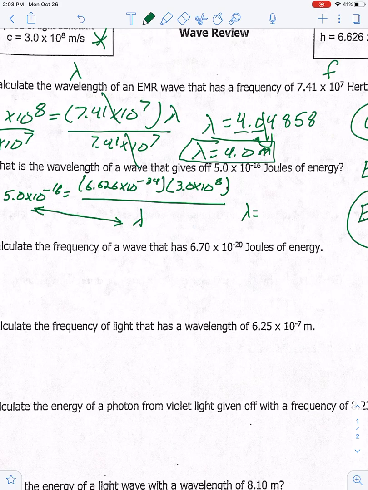Okay, and so I get an answer of 3.9756 e to the negative 10. Okay, so I can only have 2 sig figs based on the numbers they gave me in my equation. So my answer would simply be, 3.97 would round to 4.0 times 10 to the negative 10 meters.